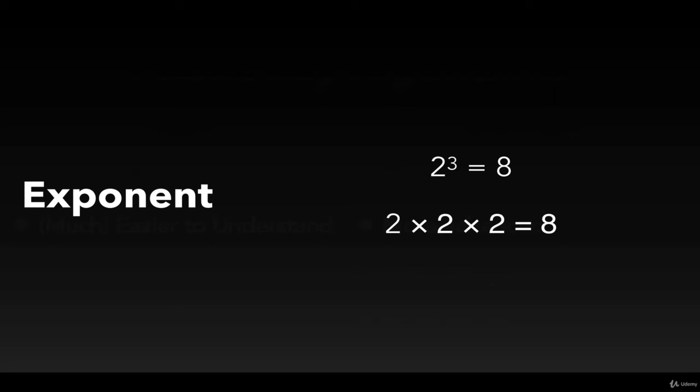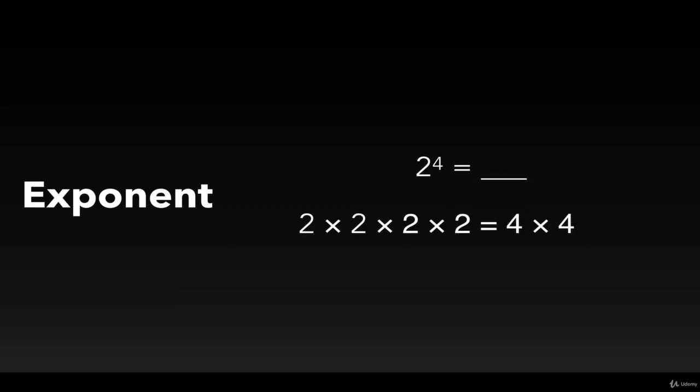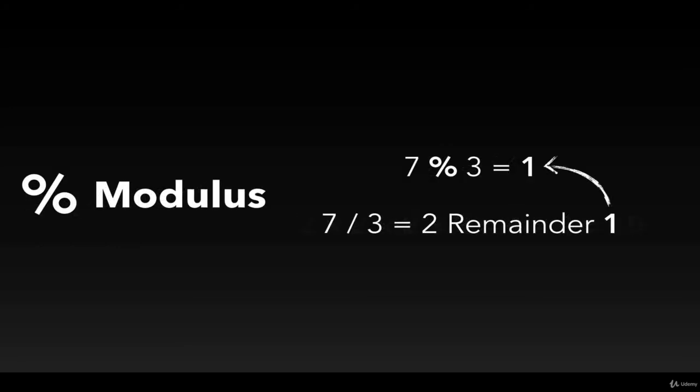Exponent means multiply a number by itself that many times. So if you want 2 to the third power, so when you say exponent, you say to the power of this number. 2 to the third means 2 times 2 times 2, 3 times. So we get 8. So 5 to the fourth power means 5 multiplied by itself 4 times. 5 times 5 times 5 times 5, which is 625. Okay. So 2 to the fourth power would be 2 times 2 times 2 times 2, which is 4 times 4, which is 16. Okay, so next we've got modulus or modulo. I don't know which. I think they're used interchangeably.